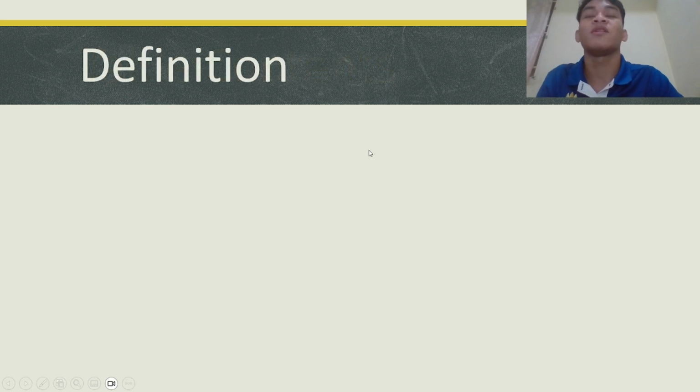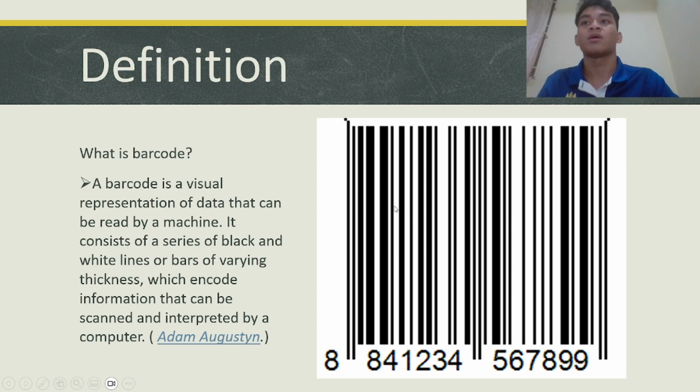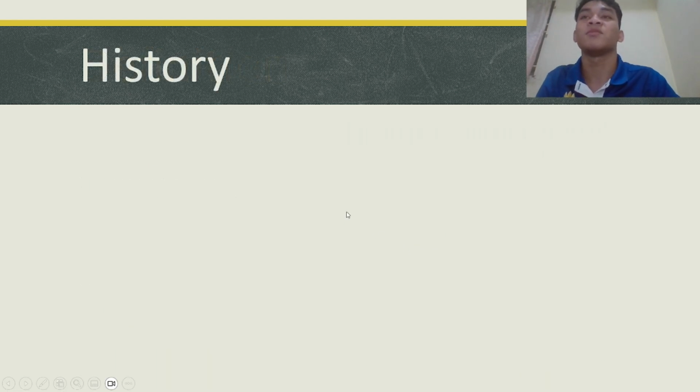And the first one, definition. What is a barcode? A barcode is a visual representation of data that can be read by a machine. As you can see here, it consists of black and white. It is a black line and a white line color. And the code, the number under here, is a code that can be seen in the barcode.